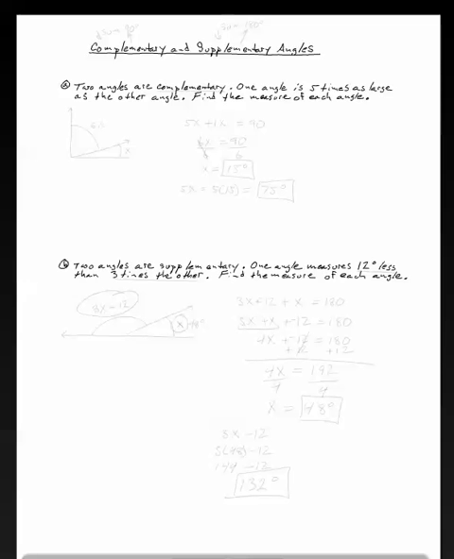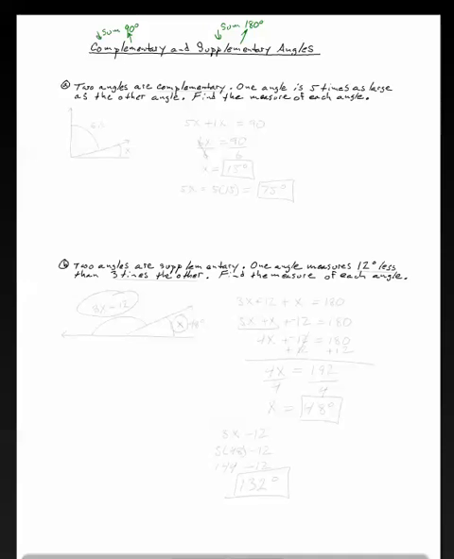This pencast is on problems involving complementary and supplementary angles. So the big thing to remember is that complementary angles means that the sum of the angles is 90 degrees. Supplementary angles means that the sum of the angles is 180 degrees. So complementary 90 degrees, supplementary 180 degrees.